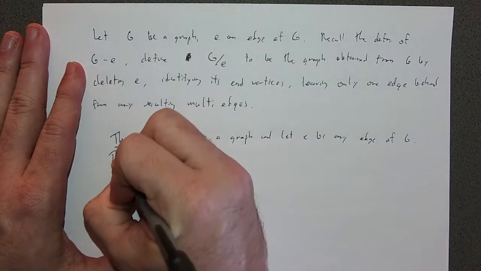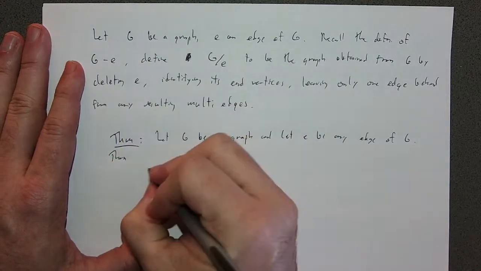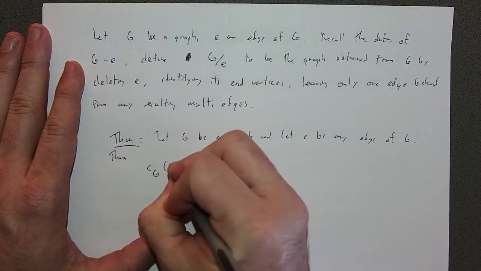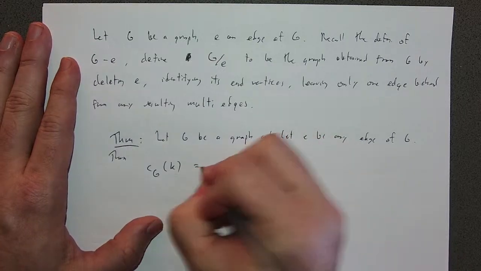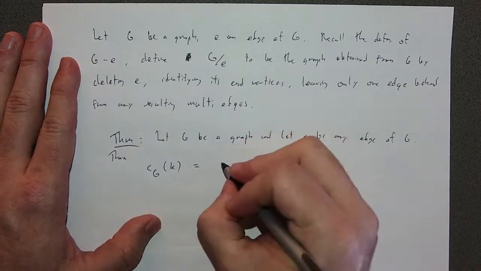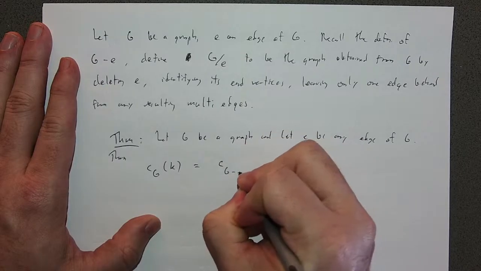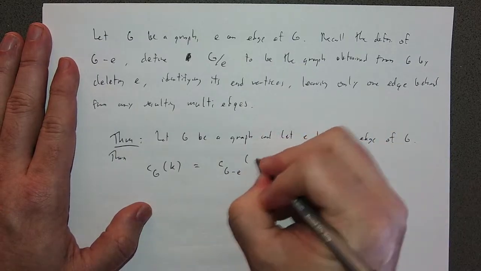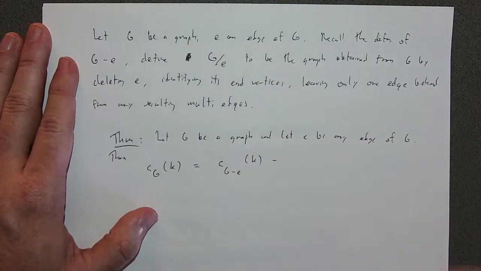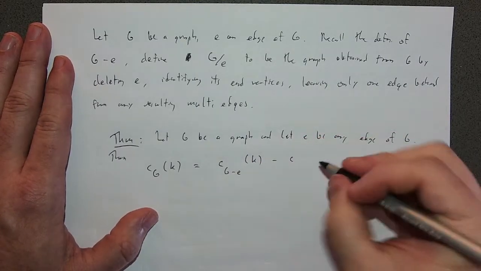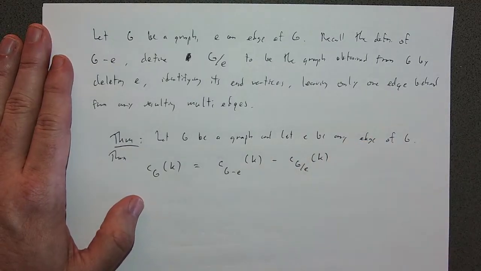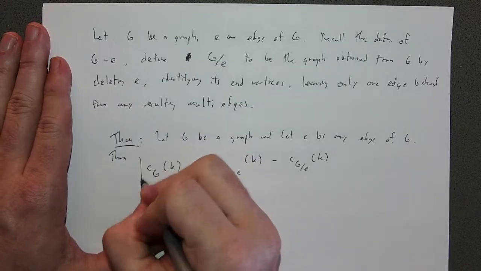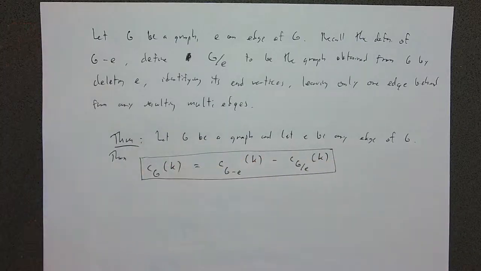Then the number of distinct colorings using K colors on G is the same as computing this number for the graph G minus E using K colors and subtracting from it the number of distinct colorings on the graph G mod E, again using K colors.